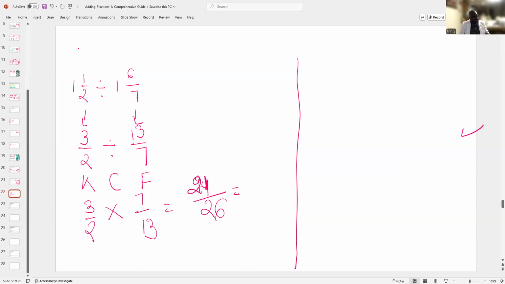All right, dear friend. Let's do another one. You have that one, 1 and 1 over 2. This sign can represent a division as well, so divided by 1 and 2 over 7. So this is the same thing as writing it like this.